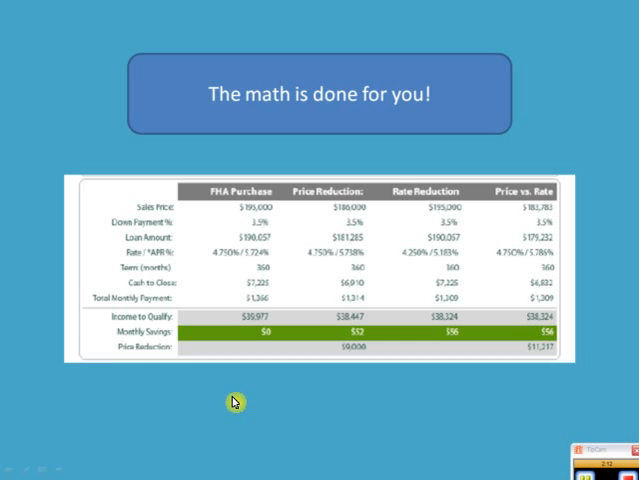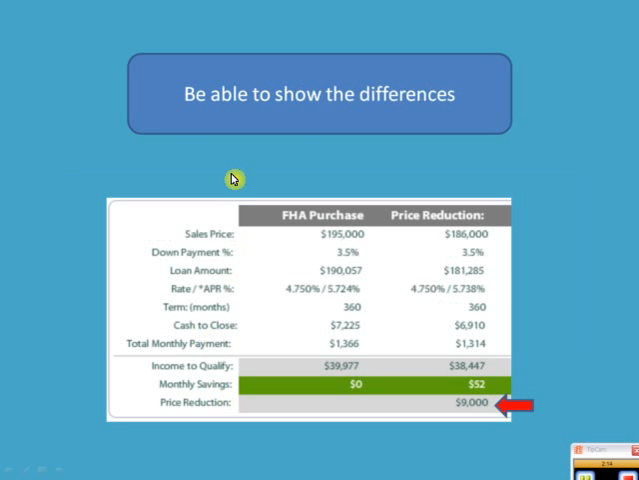Now I'm going to expand this so we can see it a little bit better. The main thing we want to be able to demonstrate with our clients at all times is the differences and why this benefits everybody, both the seller and the buyer. So in this example, I'm using a purchase price of $195,000. 3.5% is our down payment. Interest rates today 4.75%. So it's showing the total monthly payment would be $1,366.